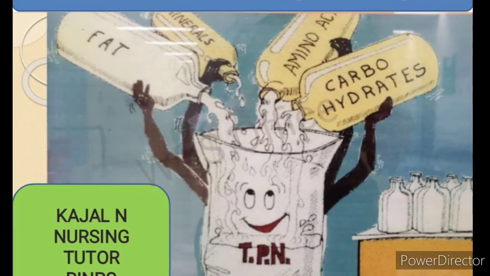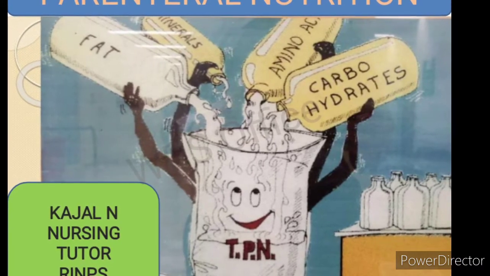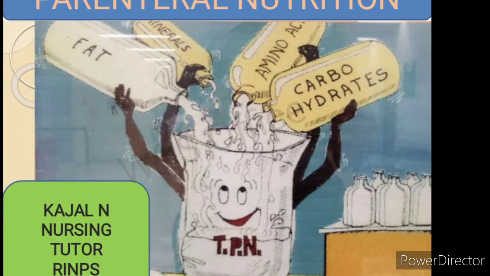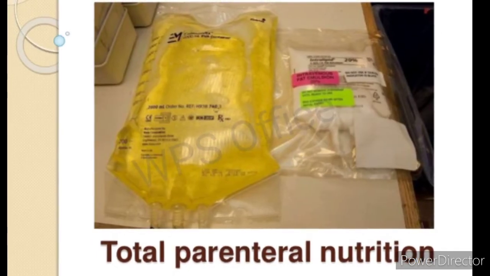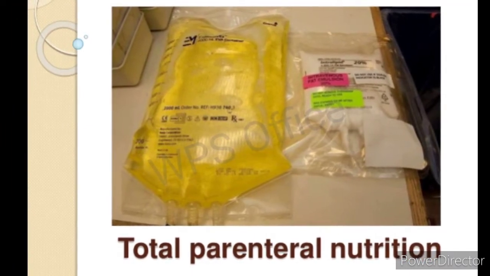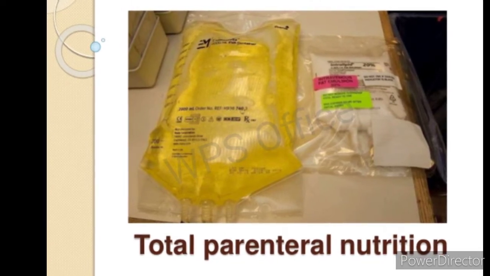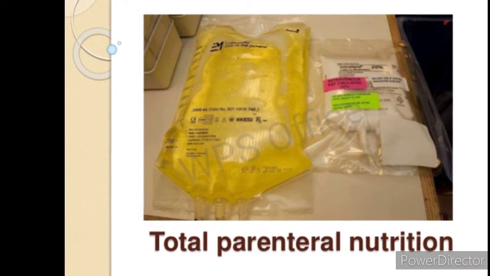So you see in the first slide itself, fat, minerals, amino acids, carbohydrates, these are all included under the TPN. It is total parenteral nutrition. Then in the second slide, this is the form of the TPN we are going to give to the patient. The solution will be transparent. It will be given through the IV line, whether through the peripheral line or through the central line.